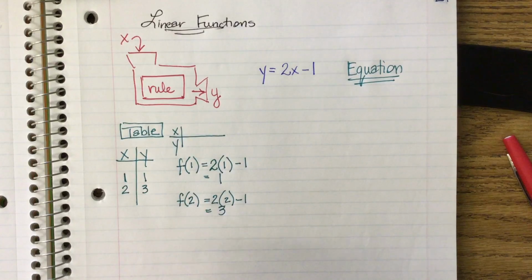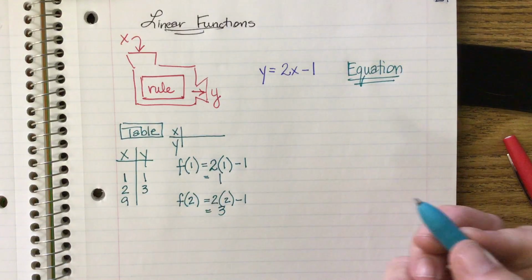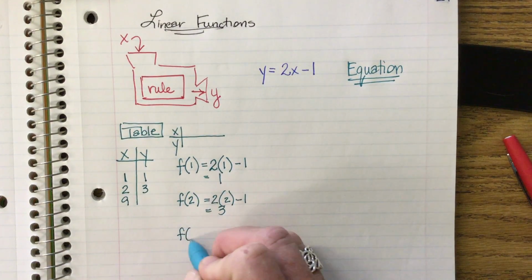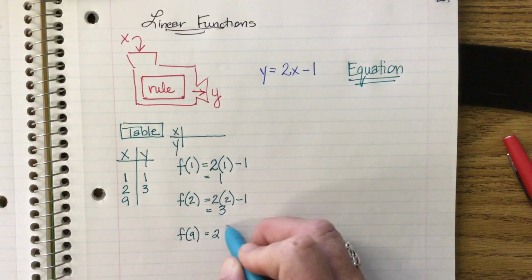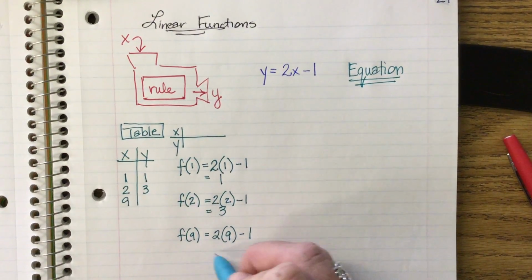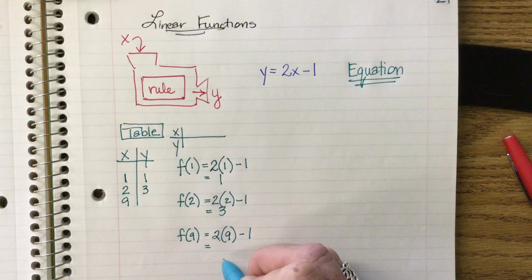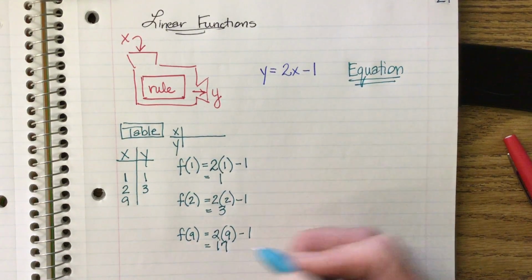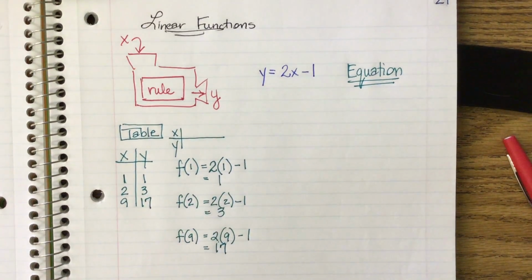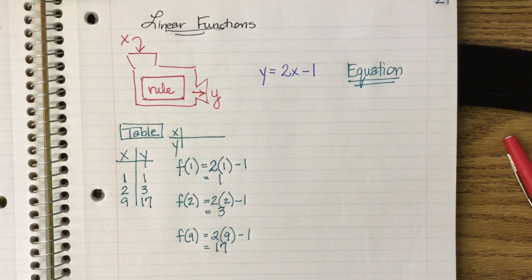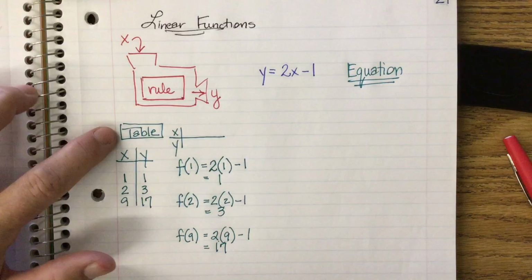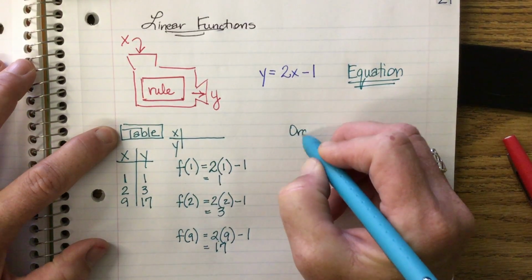And we could go on and on and on. I could pick the number 9 if I wanted to. So the function of 9 is equal to 2 times 9 minus 1. 2 times 9 is 18, minus 1 is 17. Okay? We're not going to get into slope or writing the rule today. I just want to review, how do we come up with a table? How do we come up with ordered pairs?